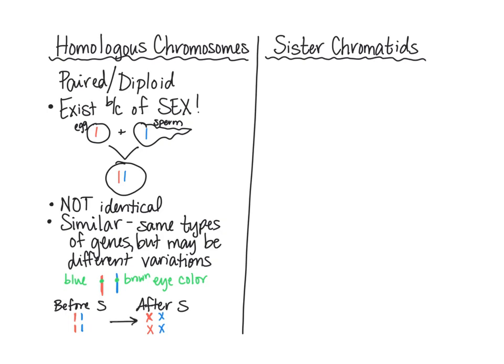Now when it comes to sister chromatids, they may exist in haploid cells or they may exist in diploid cells. It just depends on when you are looking at the presence of these sister chromatids. So you can't necessarily say that sister chromatids are always associated with a haploid cell or always associated with a diploid cell, because they might be present in either condition. The reason why sister chromatids exist is because of the S phase. So they exist because of DNA replication.